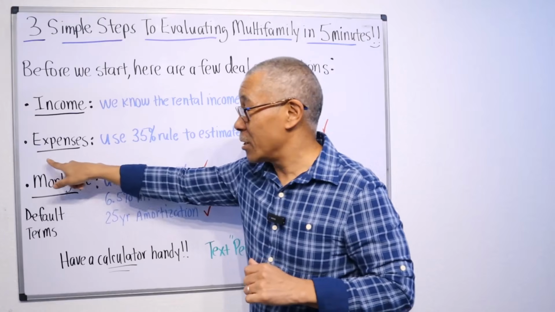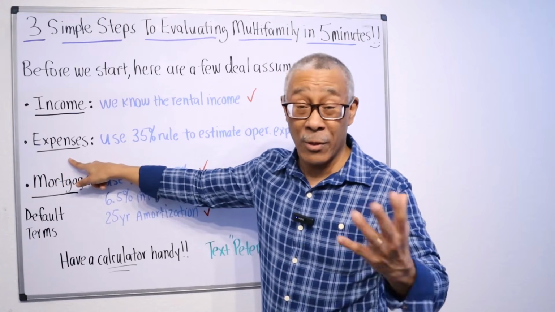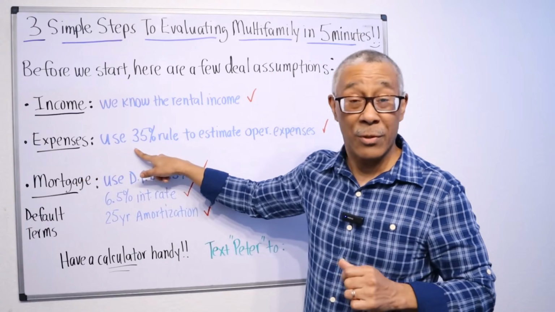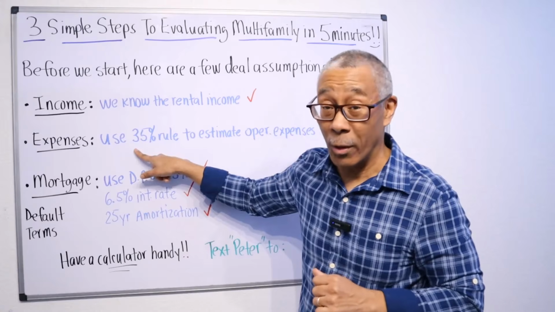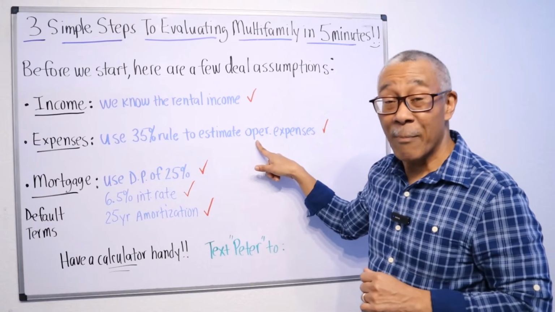The second thing you need to know are the property's operating expenses. Now, those are not easy to get, it can be hard to get. So what I'm going to use is our industry standard 35% rule. Okay, so use a 35% rule to estimate operating expenses.